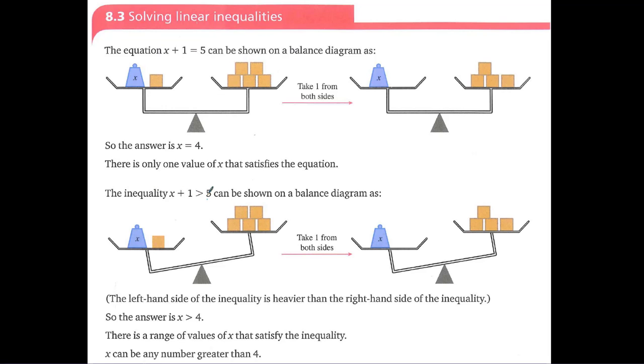X plus 1, when it is greater than 5, it has more weight than this part. So when you remove one of the squares again, this is not going to change the balance, because what you left here, you left the same thing from here. So x becomes greater than 4.